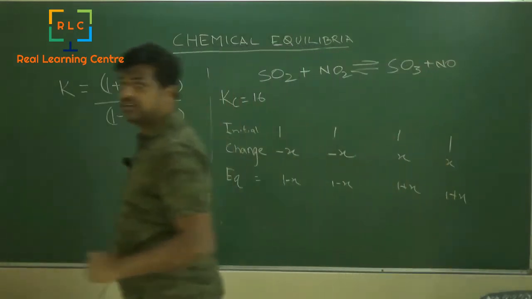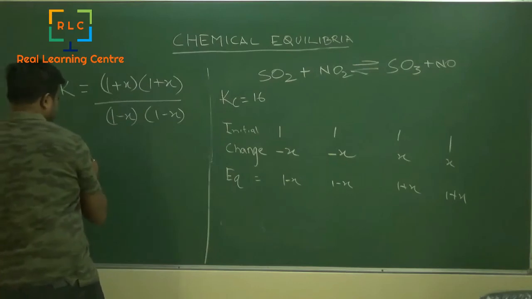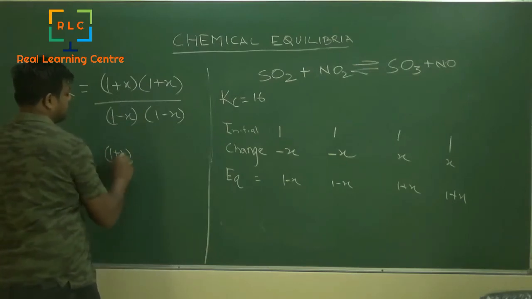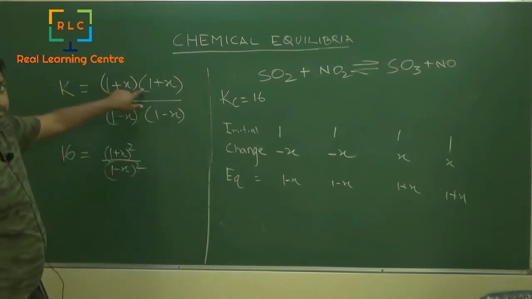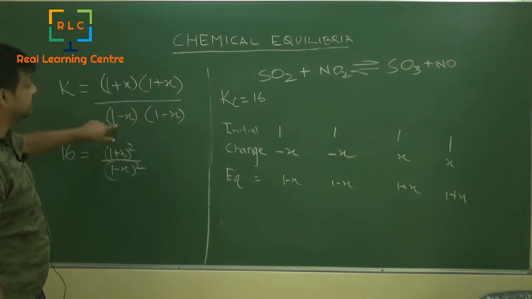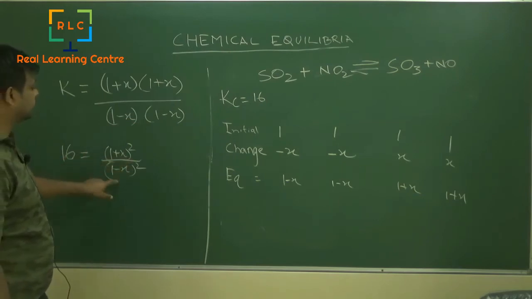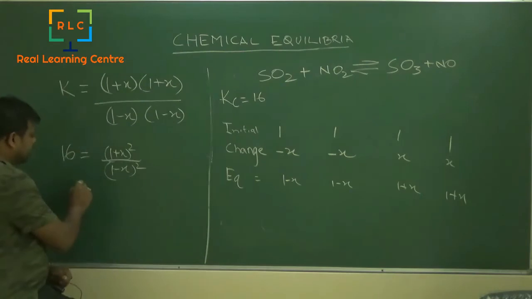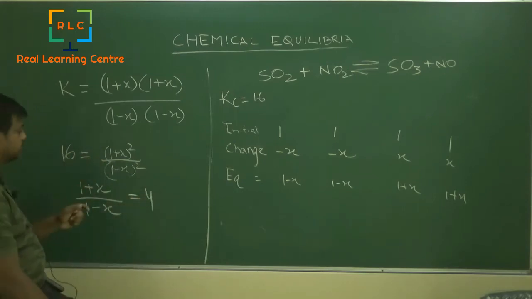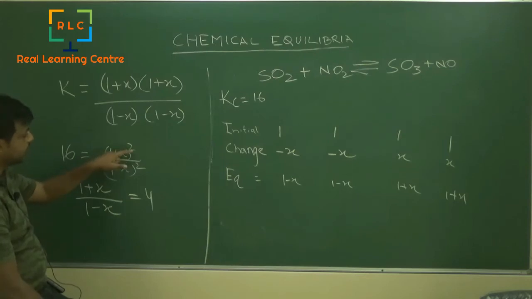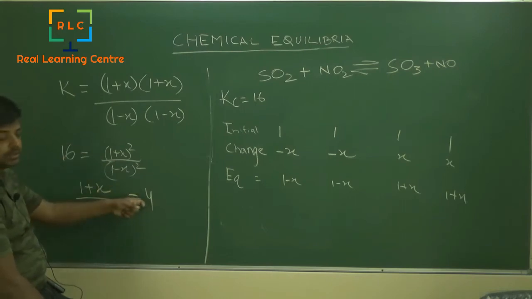Now the value of Kc is given is 16. So 16 equal to 1 plus x whole square by 1 minus x whole square, right? 1 plus x into 1 plus x would be 1 plus x whole square, and 1 minus x into 1 minus x would be 1 minus x whole square. So you get 16 equal to 1 plus x whole square by 1 minus x whole square. Once you take a root of it, you get 1 plus x by 1 minus x is equal to 4, right? I've just reversed the equation and written it, right? So root of it, 1 plus x whole square root would be 1 plus x, 1 minus x whole square root would be 1 minus x, and 16th root would be 4.